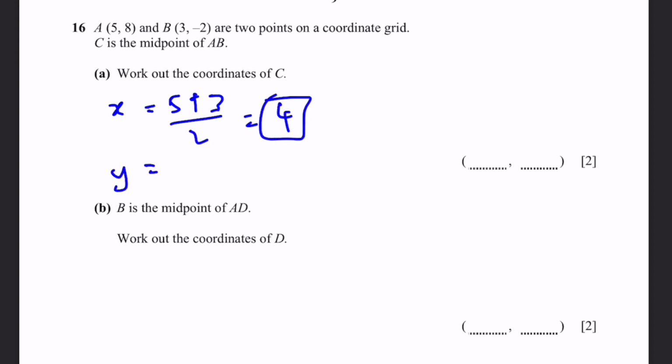Now the y-coordinate, we do the same thing. 8 minus 2 by 2, which is equal to 3. So the point is (4, 3), which is equal to C. B is the midpoint of AD. Work out the coordinates of D.